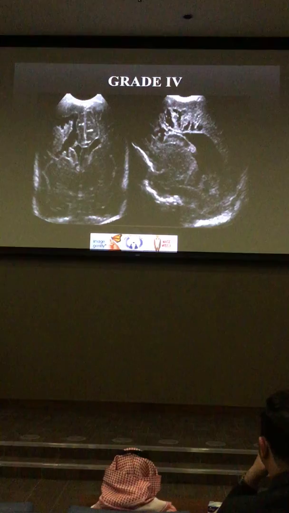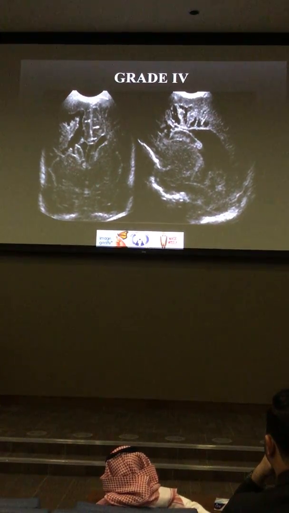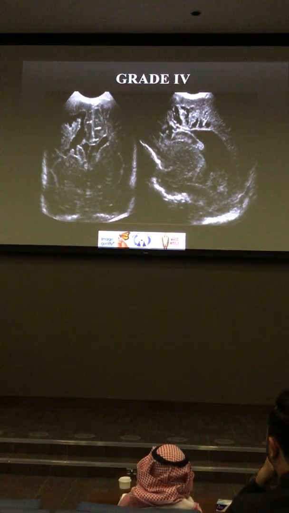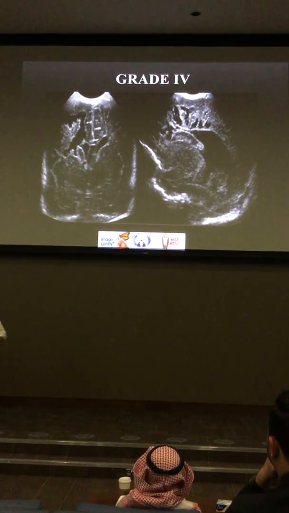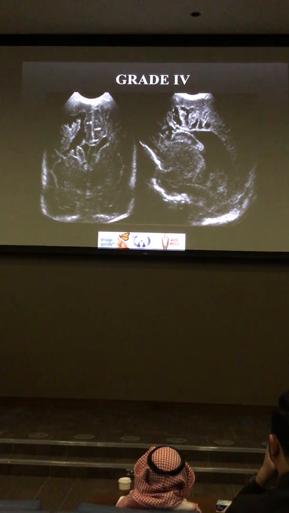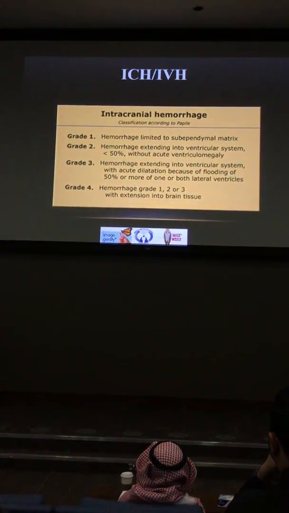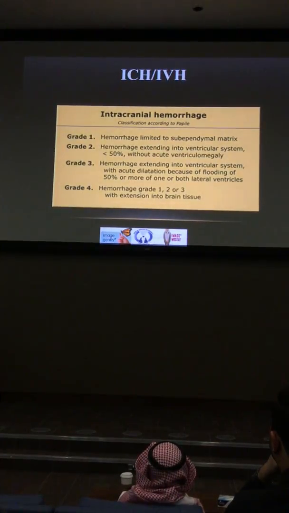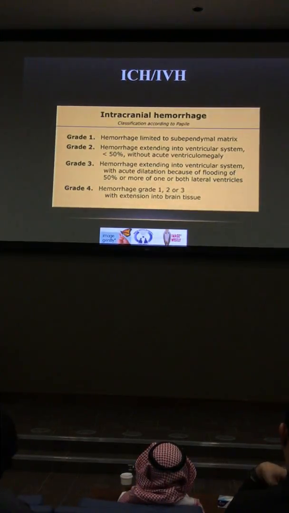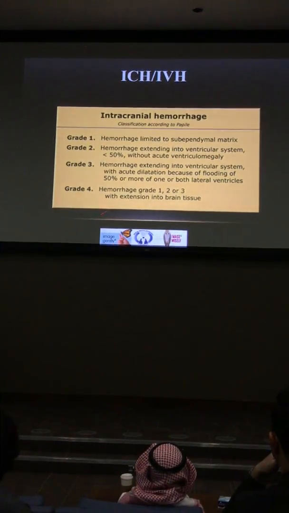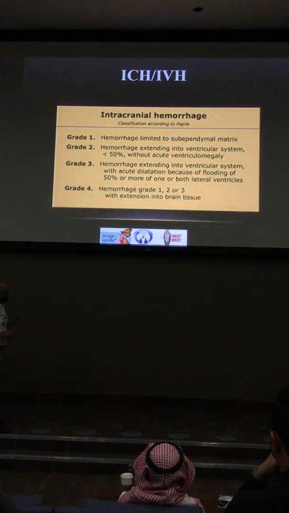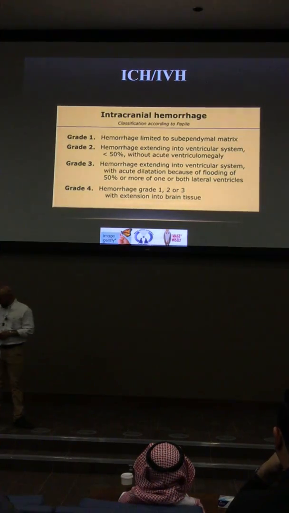Now, grade 4 is when you have a parenchymal hemorrhage, so pure parenchymal hemorrhage, and you have different degrees. As you know, if you image it early on, it will be echogenic. It will liquefy with time, become cystic, and it will cavitate with time. So this is the grading system, the Papile classification. Grade 1, just the germinal matrix hemorrhage. 2 is the intraventricular without dilatation. 3 is with dilatation. 4 basically when you have extension to the fourth ventricle, or to the brain parenchyma.